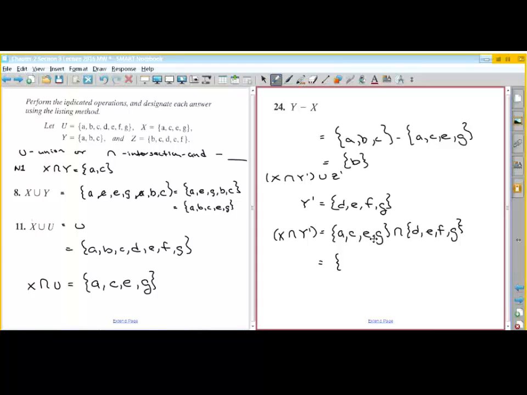Everybody got that? See what I did? If you have any questions, stop me. So intersection is, what's another word for intersection?